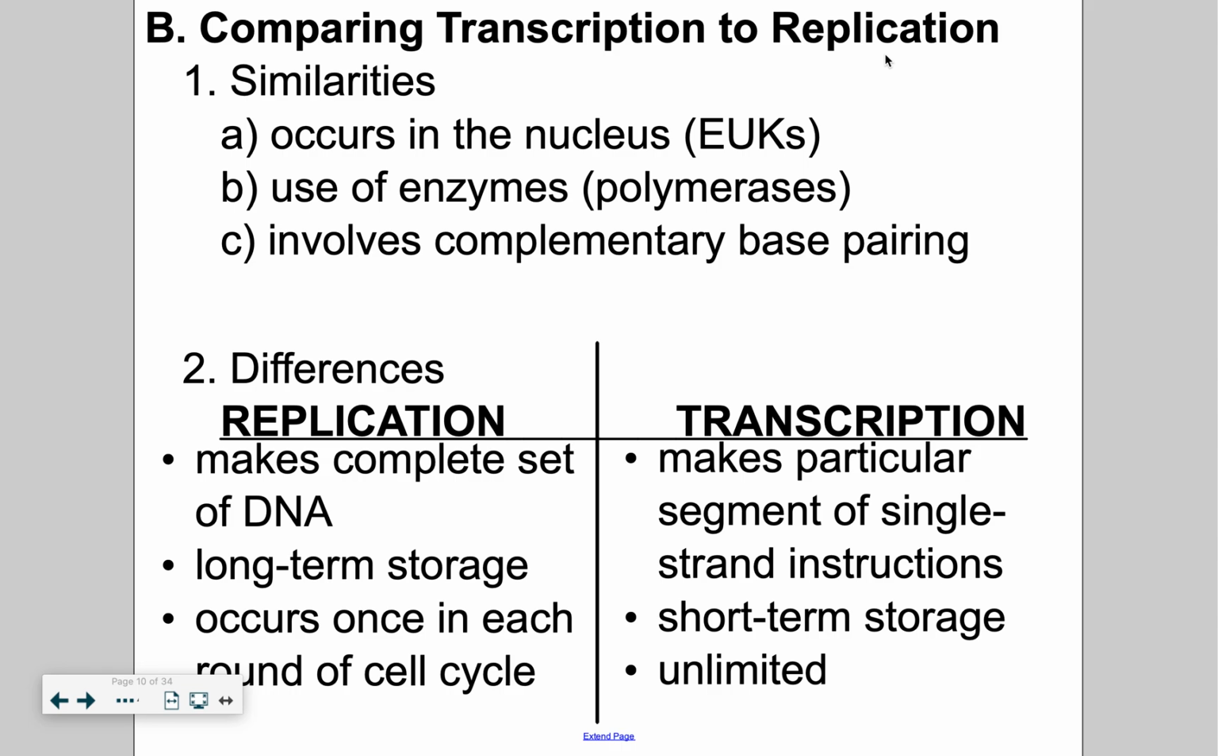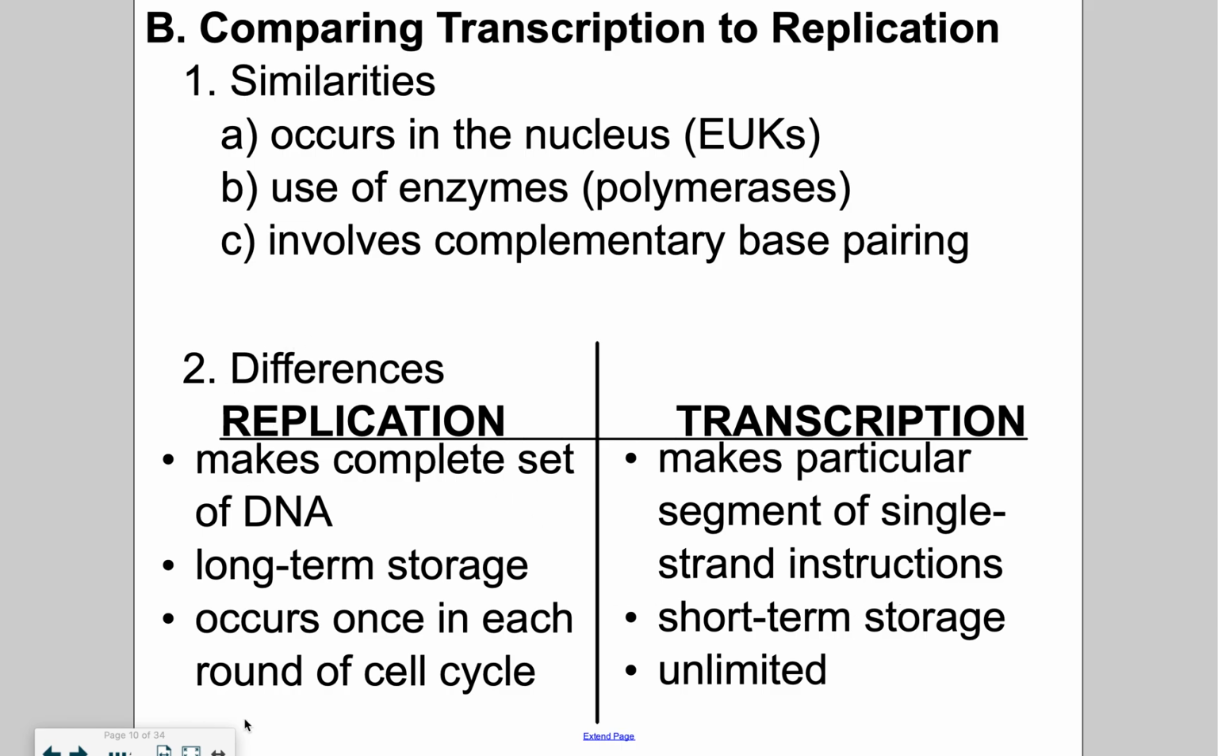So comparing transcription to replication, there are some similarities. Both occur in the nucleus of eukaryotes. They both use enzymes. They're both types of polymerases. Remember, ASE means it's a type of enzyme, and they do involve some type of complementary base pairing. There are some big differences, however. With replication, we're making a complete set of DNA. With transcription, we're only reading a small segment of that DNA, and there's a small segment of instructions. With DNA replication, we end up with a long-term storage. With transcription, the RNA that's made is a short-term storage.